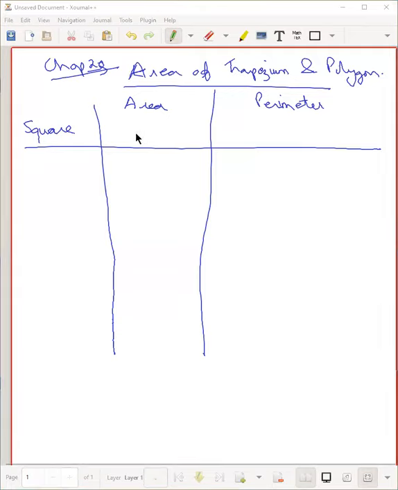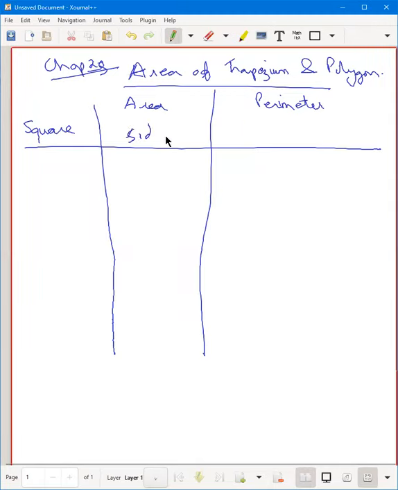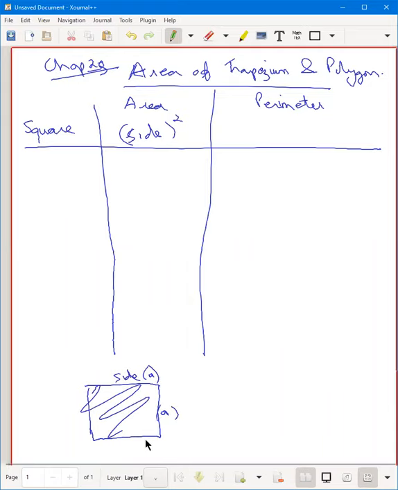Yes, sir. I cannot hear you. Your voice is not clear. Sir, it is 3 into side. What into side? Sir, 3 times side. No, not 3 times side, side squared. Oh, sorry, sir. Yes, sir. Because we have a square. This is a side. Let's say this is A and this is A. So area is this entire portion inside, which will be A squared.